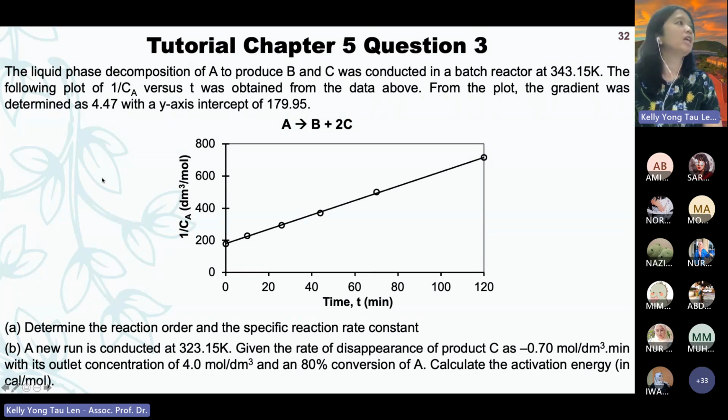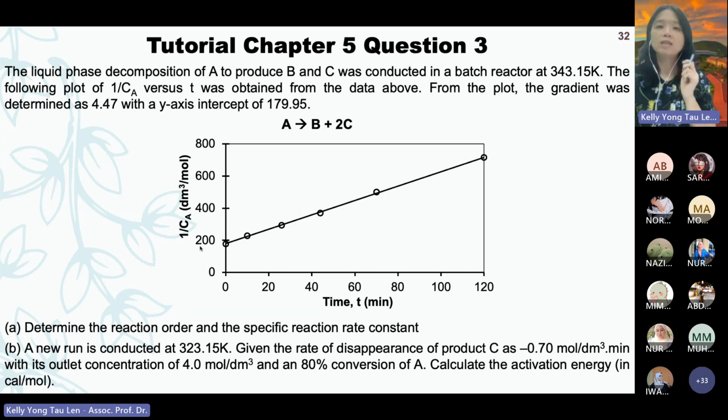From the plot, the gradient was determined as 4.47 with a y-intercept of 179.95. Okay, so first of all, dia bagi plot dia dan dia beritahu plot dia adalah 1 per CA melawan time. Okay, so tu benda pertama. So kamu kena faham kalau integral method, kamu nak kena carilah, okay, integral method equation mana? Kalau dia adalah 1 per CA melawan time.